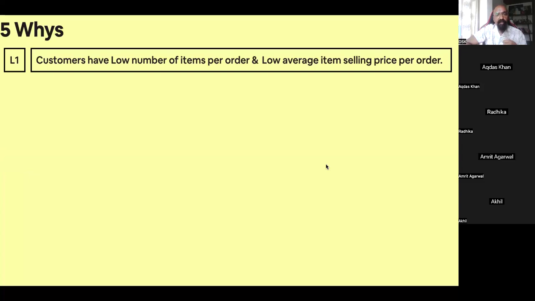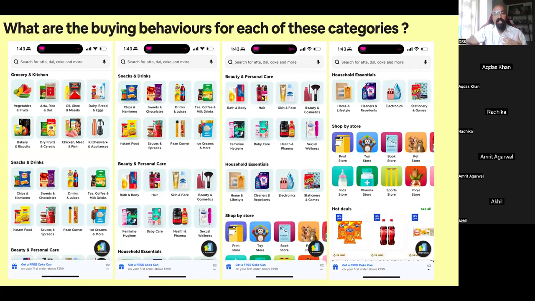So for that purpose, we started asking ourselves the 5 whys. From there, we dug in a little deeper to understand what the buying behaviors are for each of the categories. So if you take BlinkIt as a company, there are many categories. You have groceries. Within grocery, you have fruits and vegetables, atta, the staples. Then you have snacks and drinks. You have beauty and personal care, etc. So our goal was to then say, how do we go about understanding the behavior? Like, why do people buy the way they do for each of these categories? And how does a service or product such as BlinkIt fit into this entire narrative?